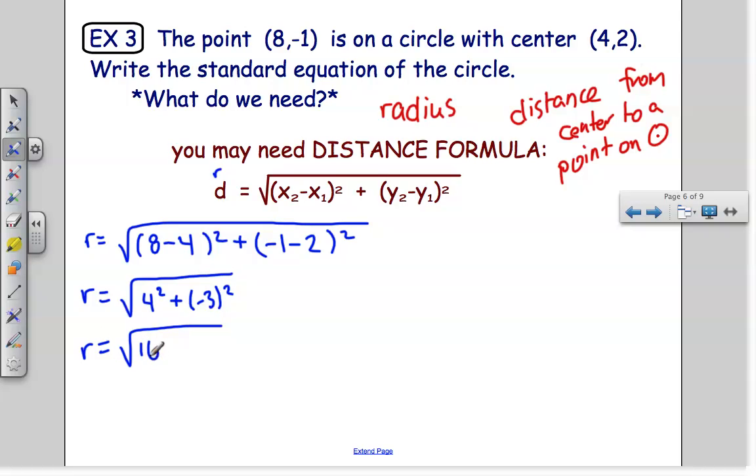4 squared is 16. Doesn't matter that it's -3 because it's squaring, so negative times negative is positive. 3 times 3 is 9. Well, look at that. 16 plus 9 is 25. The radius is the square root of 25. The radius is 5. 25 is a perfect square. Square root of 25 is 5.